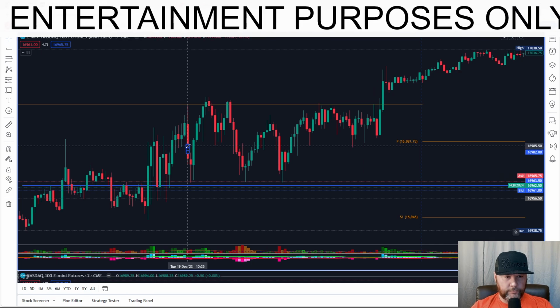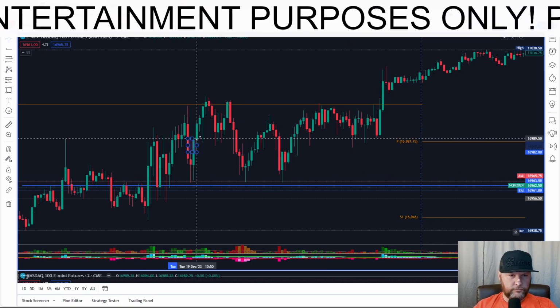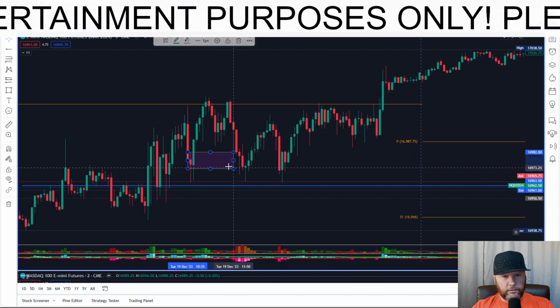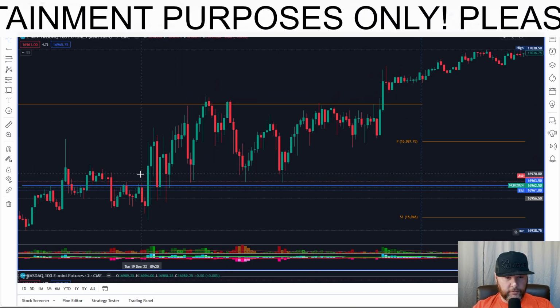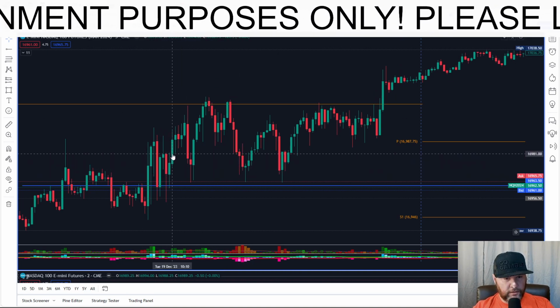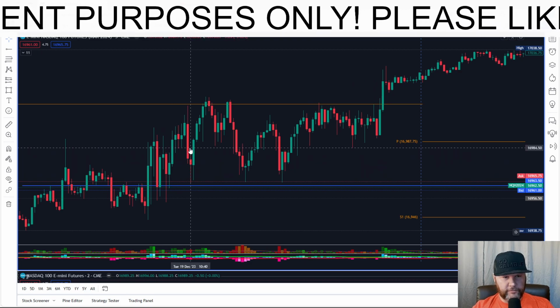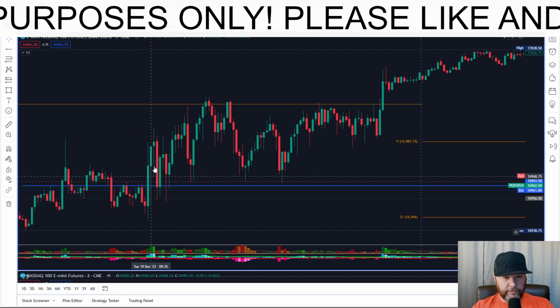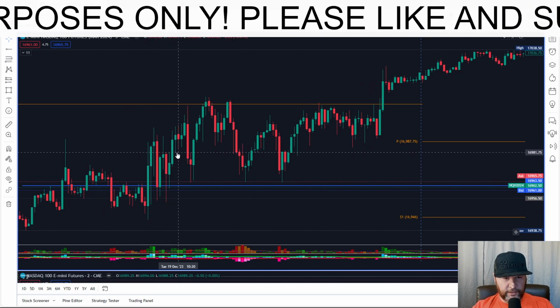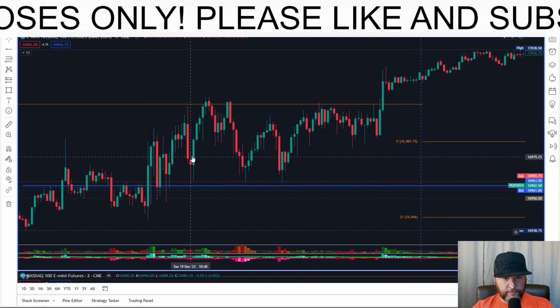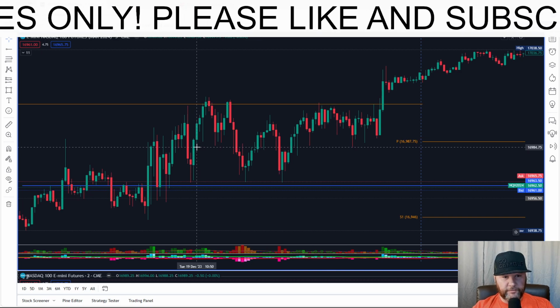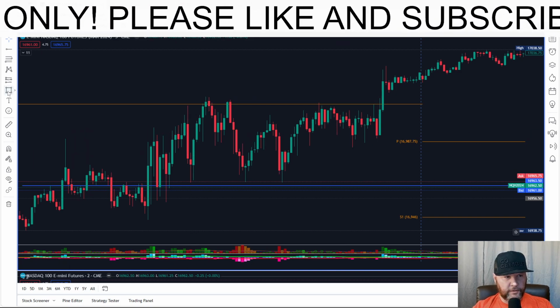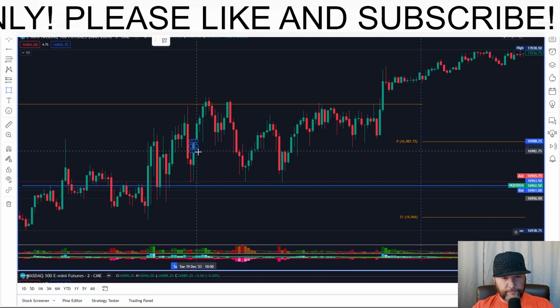Where'd the gap go? Let's take this off here. Where did my gap go? I just missed it. I lost it again. We ran the high, so we need a gap. Okay, here it is. I'm blind over here. I couldn't see it. I was like, where did it go? I knew it was there.